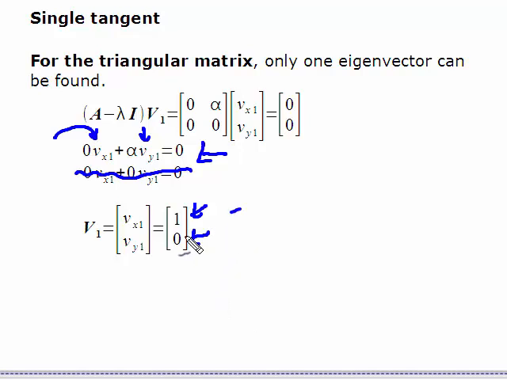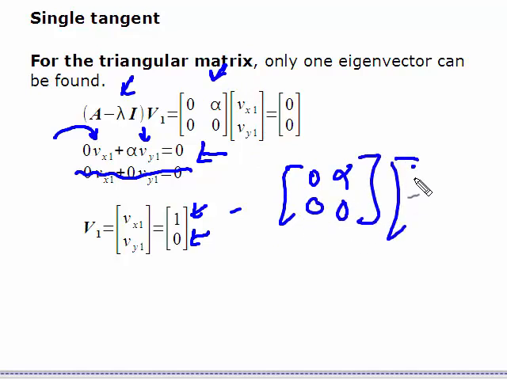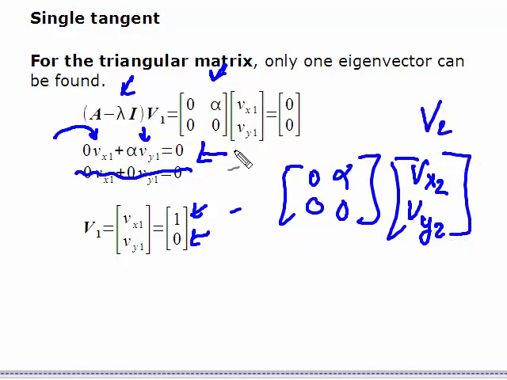But if we repeat the process, we'll get exactly the same thing, right? Because the second eigenvalue is the same as the first one, so this matrix will be the same. The only thing different will be that we'll be looking for the components of V2. But we'll have the same equations and we'll have the same limitation.